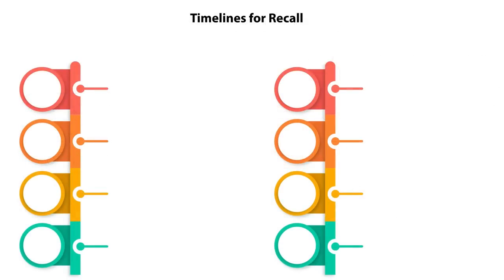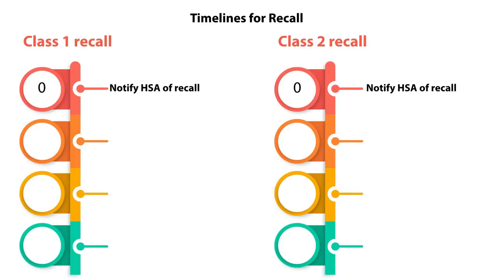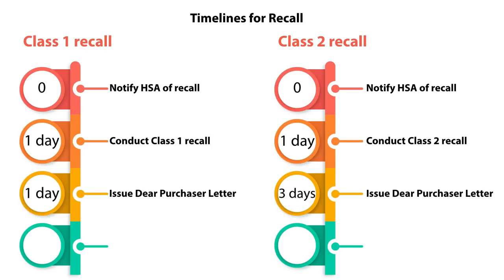Now we will go through the timelines for the recall process. For both Class 1 and Class 2 recalls, HSA will need to be notified within 24 hours prior to the start of the intended recall. You may notify your purchasers regarding the recall via a Dear Purchaser letter within 1 day for Class 1 recall or 3 days for a Class 2 recall. The notification should provide instructions to your purchasers, including the immediate cease in sale and supply of the defective product.